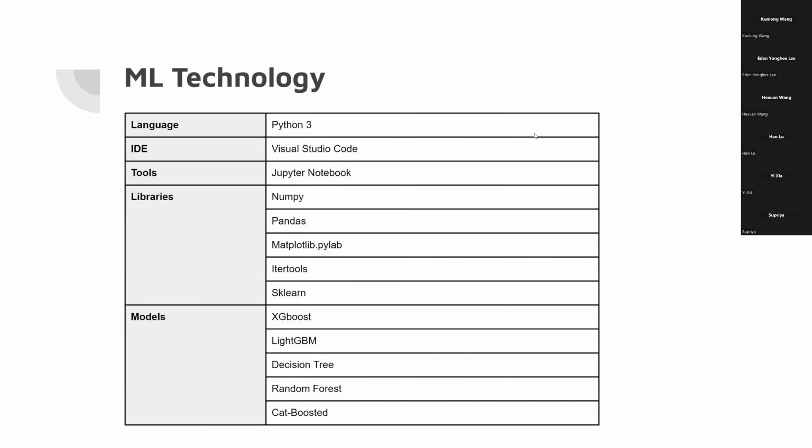Next. This is an overview of our technology. The language we use is Python, the IDE is VS Code, and we use Jupyter Notebook to create our document. The libraries are NumPy, Pandas, Matplotlib, and tools like sklearn. For the models, we have 5: XGBoost, LightGBM, decision tree, random forest, and CatBoost.